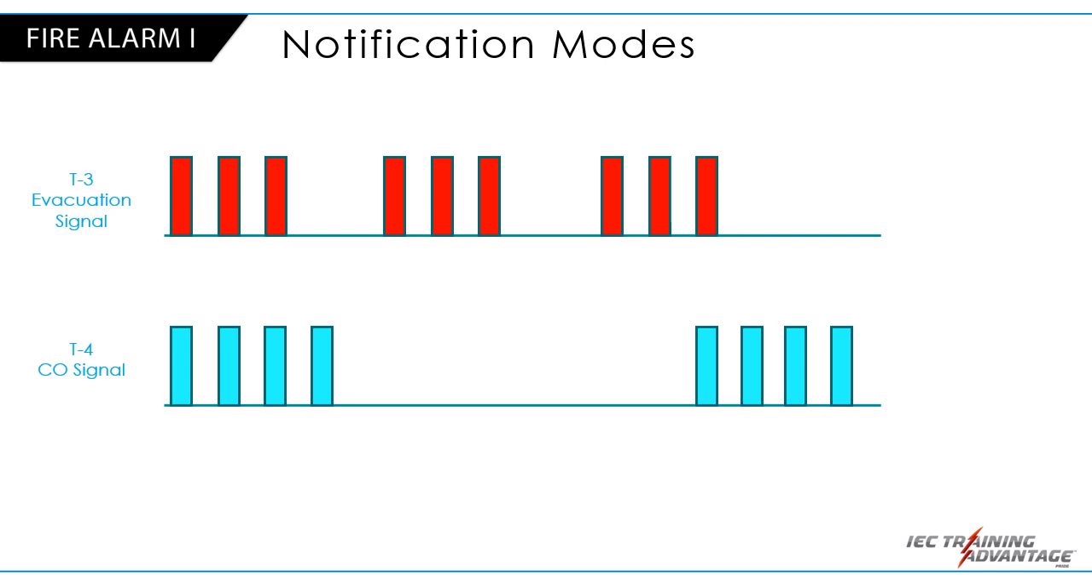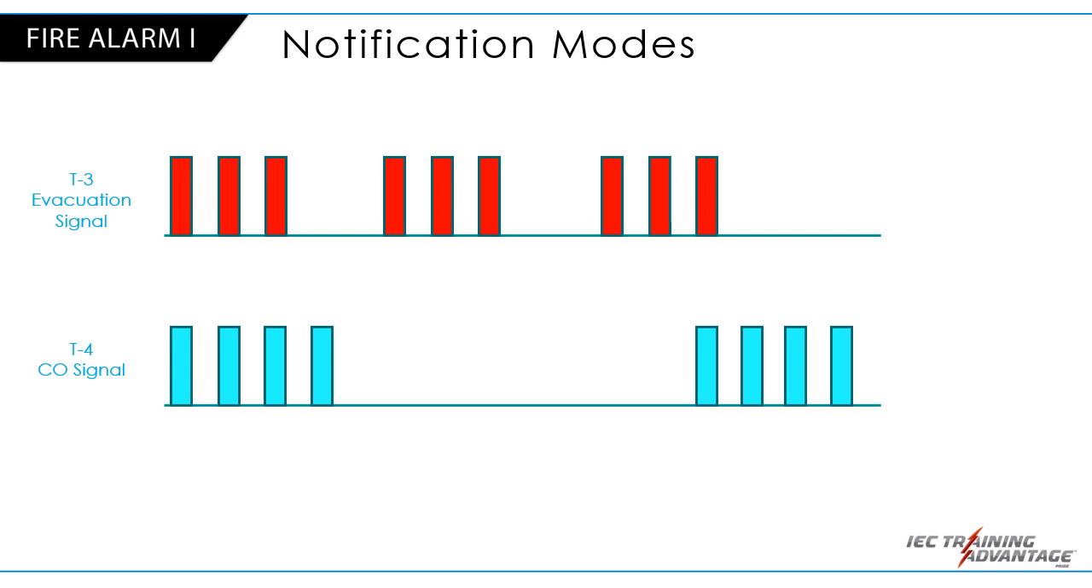Temporal 3 is an evacuation signal. And that's typically, I want to say, a 0.5 second beep with a 0.5 second gap, repeated 3 times, with a 1.5 second pause in between them.